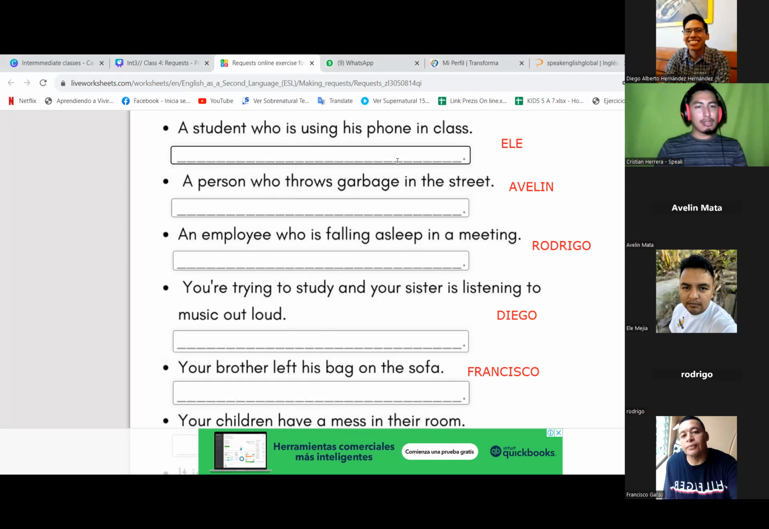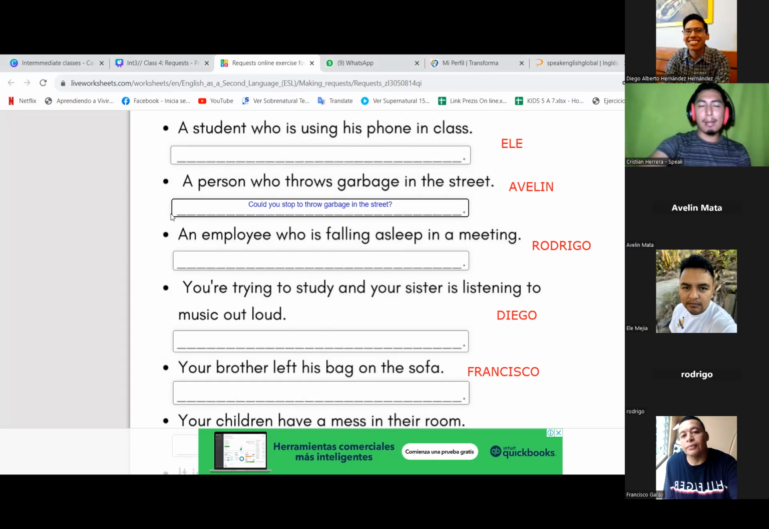Evelyn, what can you say to a person who throws garbage in the street? Could you stop throwing garbage in the street? Okay, that's nice. Well, it was direct, right? Direct with the situation, and it's good. Okay, I like it. Thank you, Evelyn, for your example.